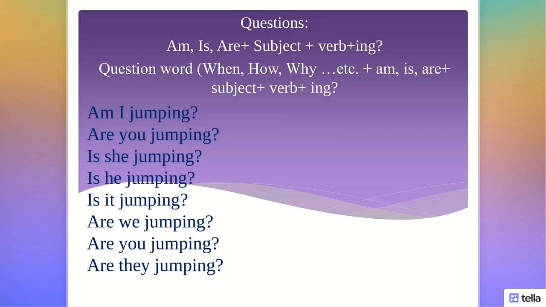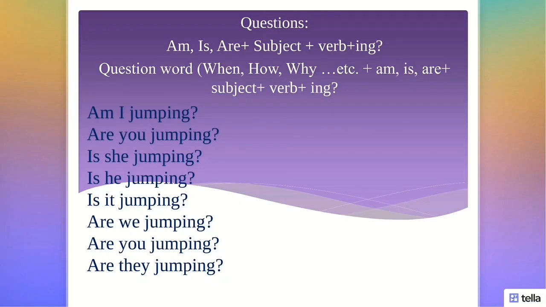But if there is a question word in a question, this word looks like when, how, why, and etc. Then we have to locate this question word right in the beginning of the sentence. So the formula of the question with the question word is question word, then am/is/are, then subject, then verb with an ing ending. Let us revise it. The formula of the question with the question word is a question word, am/is/are, subject, verb, and ing ending.